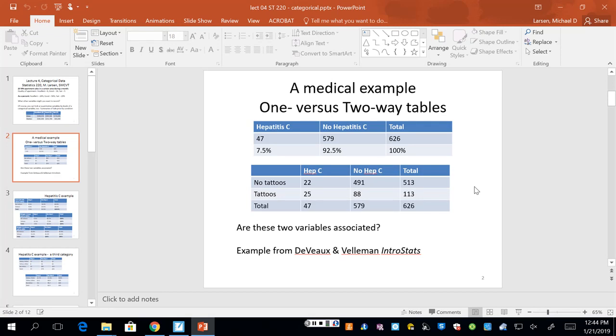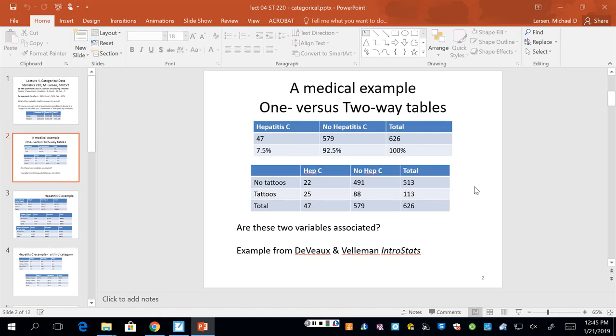Yes. Well, you can see that this definitely wouldn't be the clearest way of showing an association, especially since you have percentages and just regular counts. But if you're just looking at it, it looks like it is, because I would guesstimate about 90% of the people with Hep C also have tattoos, versus only about, again guesstimating, maybe a fourth.